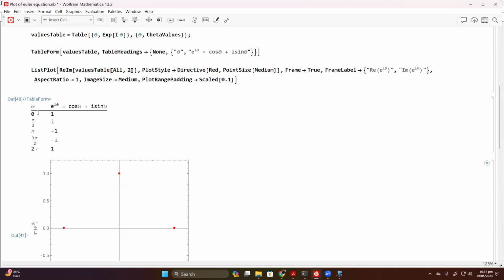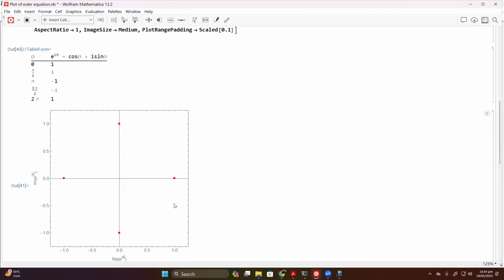So for 0, I'm getting 1, for 2 pi, I'm getting 1, and this is actually this point. So this is 1 point, but it's actually 2 points, because this is 0, as well as 2 pi. Then this point is where theta is pi by 2. And this is the point where theta is pi. This is -1. And this is the point where theta is 3 pi by 2. And finally, this is 2 pi. So I have given only 4 or 5 inputs to this function, and this is the graph.